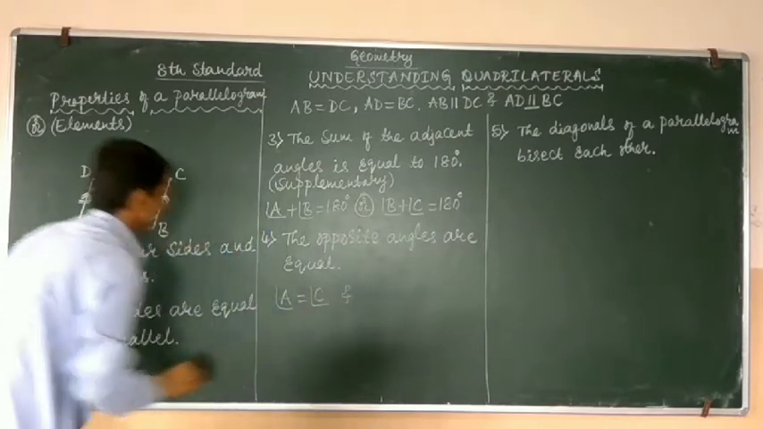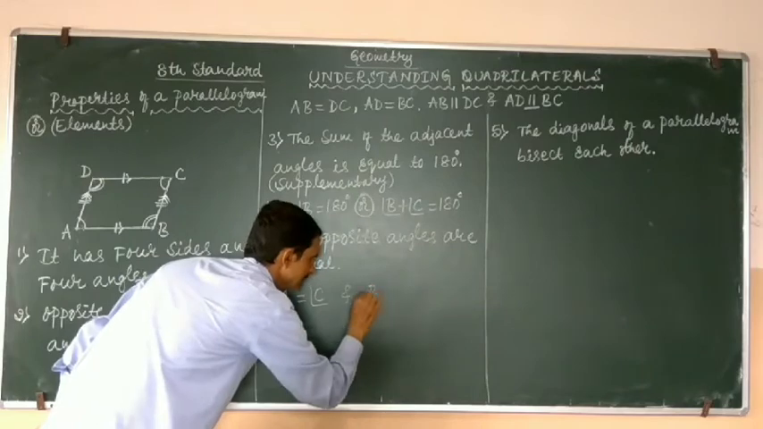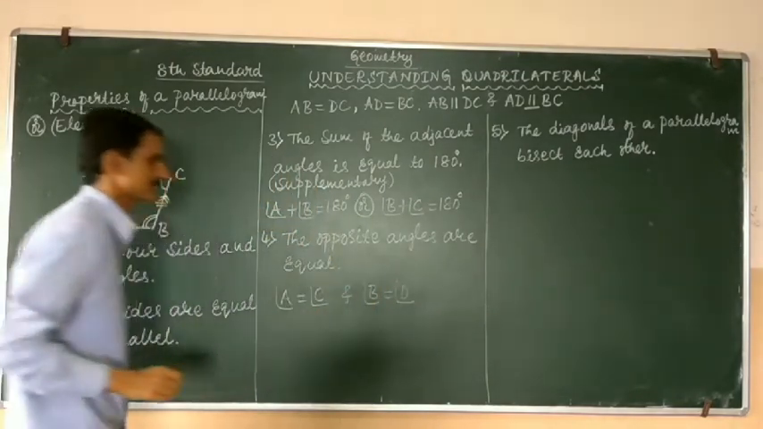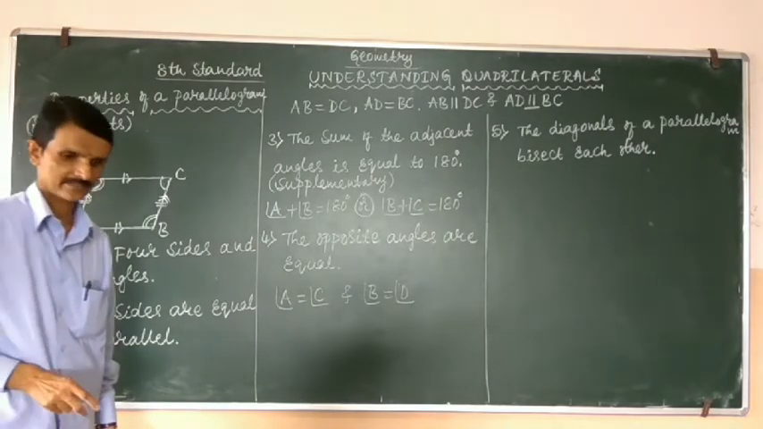And angle B is equal to angle D. Angle B is equal to angle D. So this is another important property, that is the angle property.